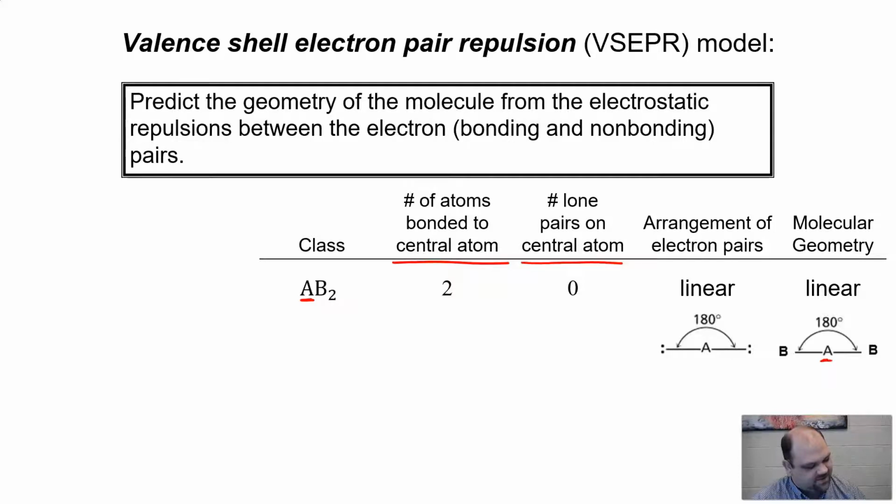Here we have A in the middle, B bonded on both sides. If we just have two pairs of electrons, the farthest apart those electrons can be is 180 degrees, right? That's the farthest apart they can be. If we have a 180 degree bond angle, it's going to be linear. And so we have a 180 degree bond angle. Now in each of these categories, we're going to give two different geometries. Here you'll see the arrangement or the geometry of the electron pairs, and in this last column, the molecular geometry, or how the actual atoms are arranged, not including lone pairs.